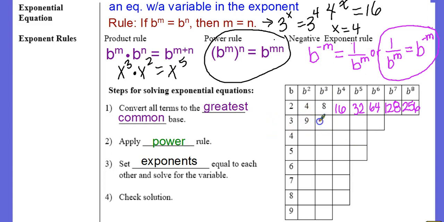Right, let's do the powers of 3. So 3 cubed. 3 to the 4th is 81. 3 to the 5th is 243. Then 3 to the 6th is 729. Powers of 4. 4 squared is 16. 64. 256. 512.